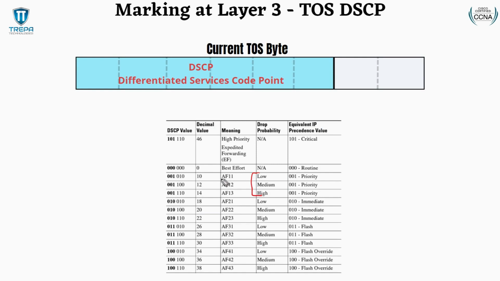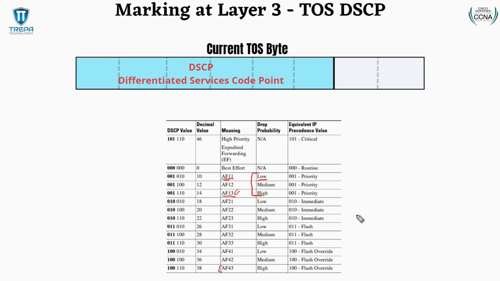So if we classify traffic as AF11, and then we classify traffic as AF13, what we're saying is that traffic in AF11 is better than traffic in AF13 because this has a low drop probability, meaning we don't expect this traffic to drop. Okay? And then as we go down the line, it's kind of opposite. You would expect AF43, yeah, that's better. And you would expect that.